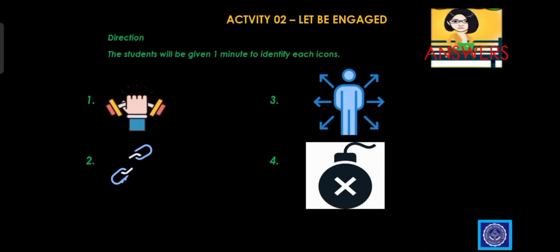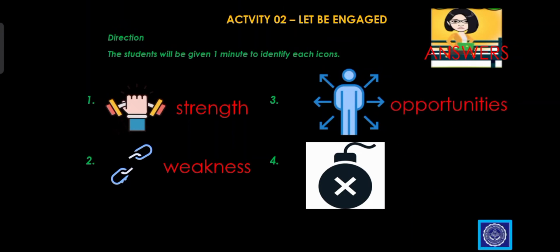Okay, class, time is up. Let's try to answer those icons or those pictures. So, number 1 is strength. That is correct. Number 2, a broken chain. So that is weakness. Very good. That is correct. Number 3, yes, that is opportunities. And number 4 will be threats. Very good, class.